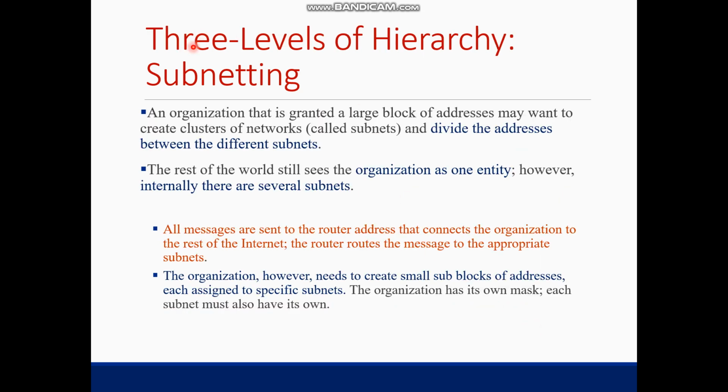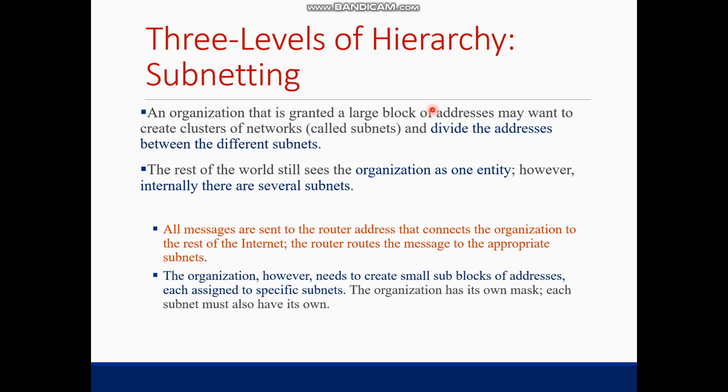Furthermore, we may have three levels of hierarchy, which is called subnetting. For example, an organization is going to be granted a large block of addresses, and this organization may want to further divide those addresses between more subnets. For example, we have the highest level, which is 16 addresses, and these 16 addresses are not going to be given directly to the hosts or the devices.